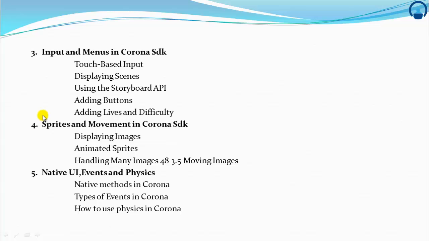In the fourth chapter we will see about the sprites and the movement in Corona SDK. Sprites are nothing but the animation in the game, and how the player's animation is moved, that we will discuss in the fourth chapter. In the fifth chapter we will see about the native UI and events in the physics. Native UI, if you want to develop some business apps, you can use the native UI that Corona also provides. And physics is a really very important topic in Corona SDK, which will help us make physics based games.